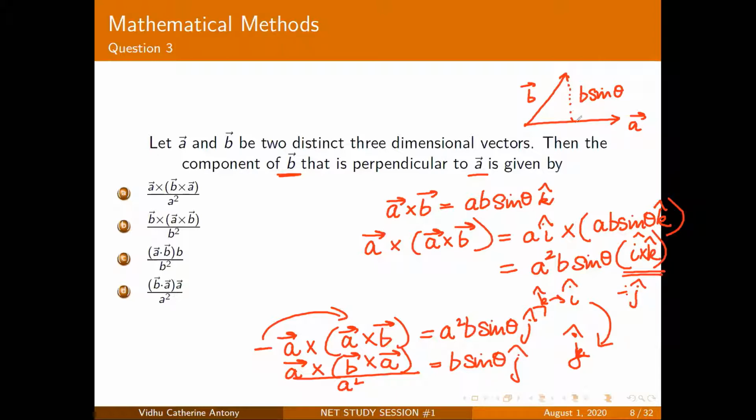So when you're looking at this b sine theta, let's have a close look at this diagram. Your j cap is along this direction, right? So this was b sine theta j cap. Also, you're supposed to be finding the component of b that is perpendicular to a. That's why you end up having something like this. Perpendicular to your x-axis is your j cap. So the option is this, option A.